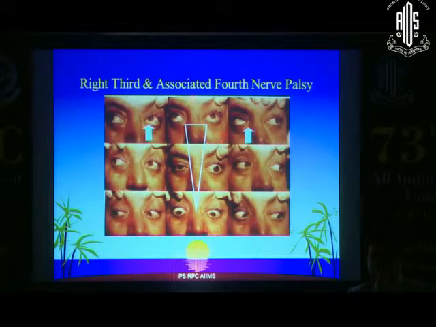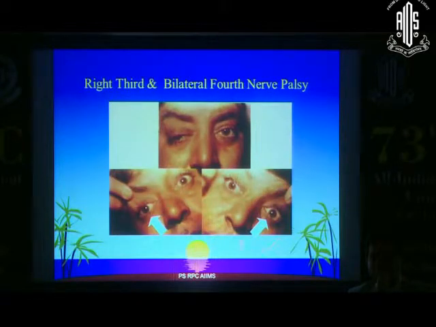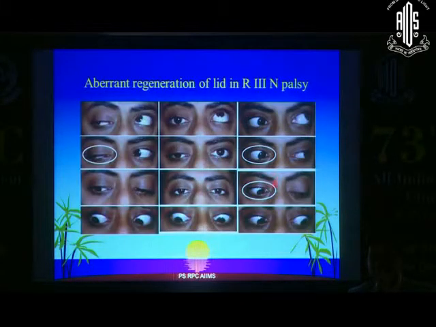Post-traumatic cases may have associated fourth nerve palsy along with it, because of the dorsal crossing that's there, and you can easily see them by doing the head tilt test. That is an upshoot on either side of head tilt.